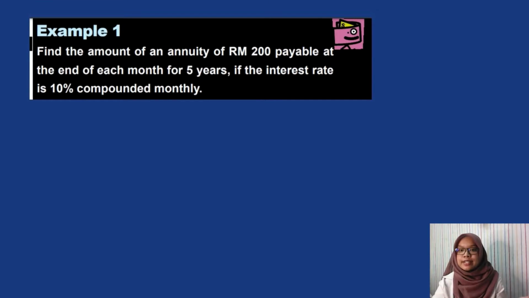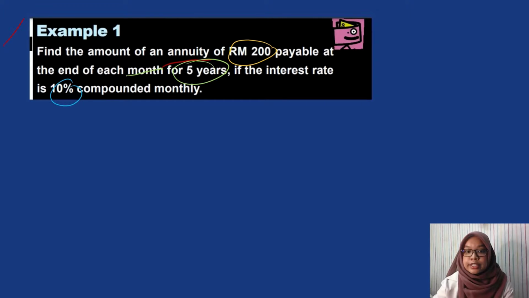Okay, so to understand more about the relationship between annuity and future value, and how the formula of the geometric sequence and series is used in the annuity and future value, we need to try this question. So let's try example 1. First of all, find the amount of an annuity of RM 200 at the end of each month for 5 years if the interest rate is 10%. So first of all, we need to write the formula of future value, or Sn.